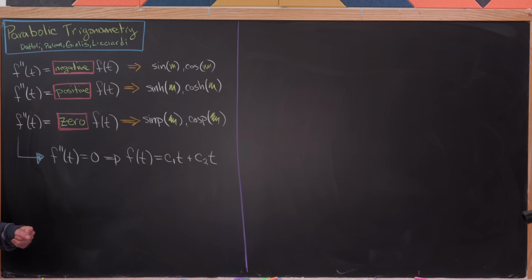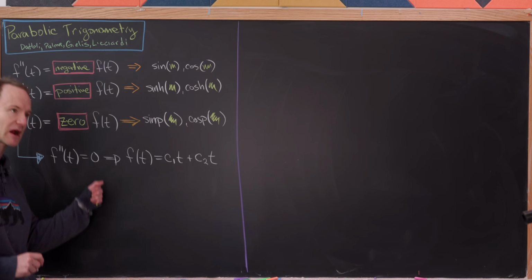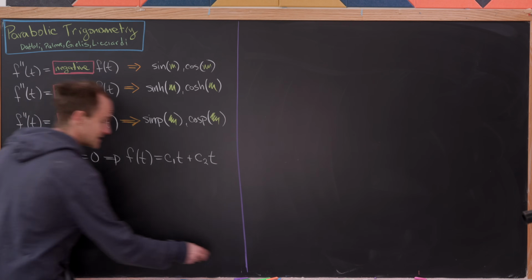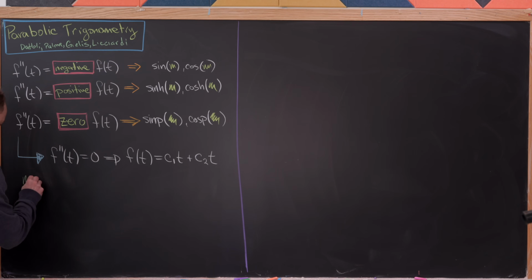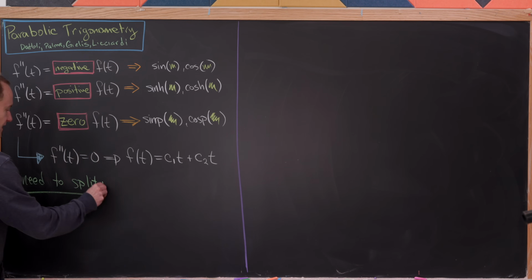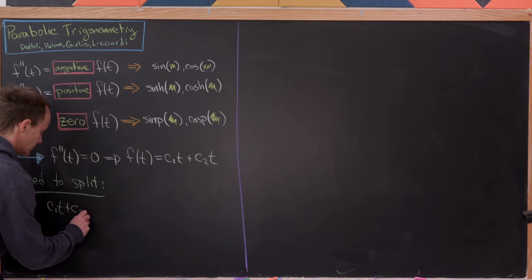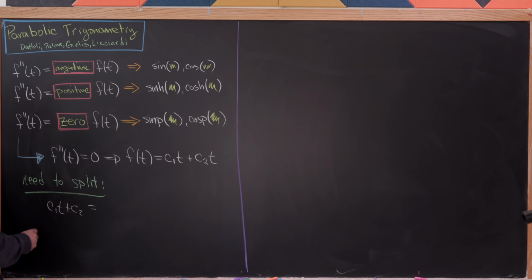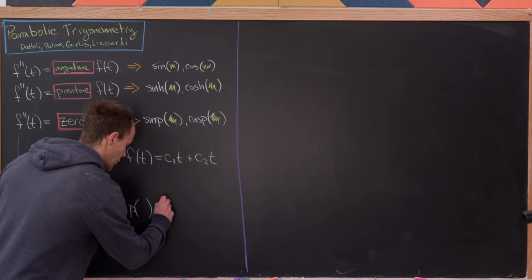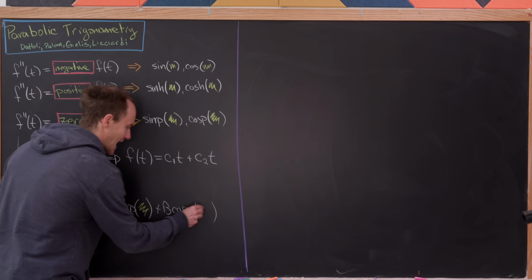But that's pretty boring because which part of this is the parabolic sine, and which part is the parabolic cosine? It's a little bit unclear given our goals. So what we need to do is split up this general solution, c1 t plus c2, into the parabolic sine part and the parabolic cosine part, in other words, as a linear combination of the two parabolic functions which we need to get at.